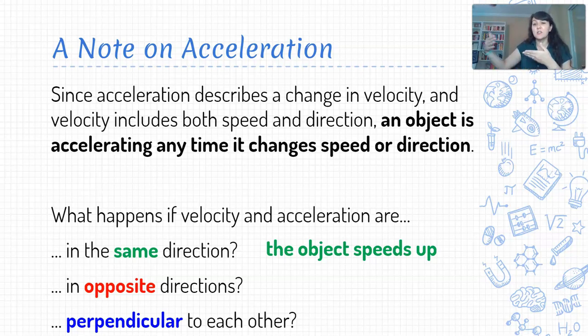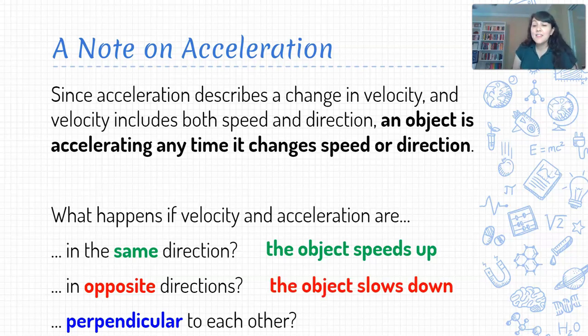What if instead our velocity and acceleration are in opposite directions? I'm moving to the east, but my acceleration is to the west. At that point, our object is going to be slowing down because our acceleration is working against the velocity. And if we allow that to go on long enough, eventually the object will slow down so much that it comes to a stop. And if we keep accelerating it, then it's going to turn around and take off in the opposite direction.